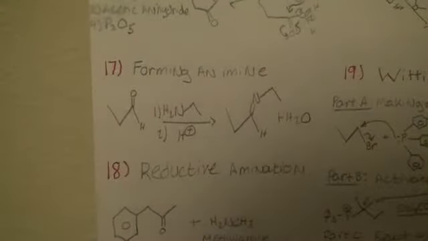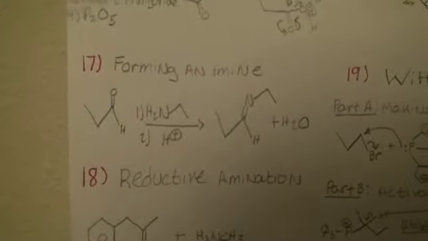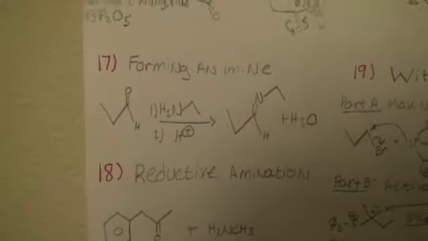17 is going to be forming an imine, and that's where you react NH2, an amine, with an aldehyde. It replaces this double bond O with a double bond N, and that occurs in slightly acidic conditions.